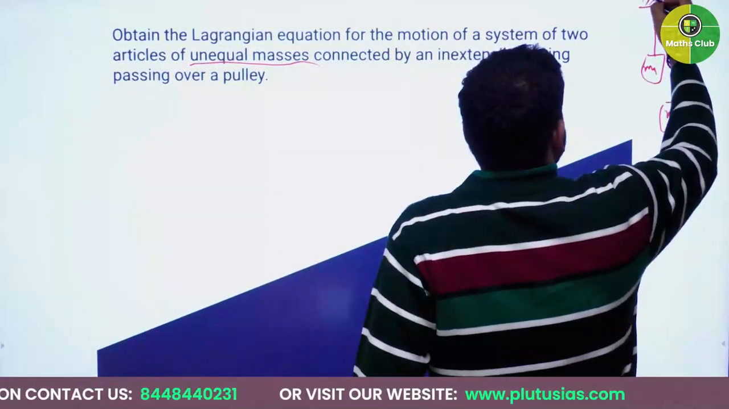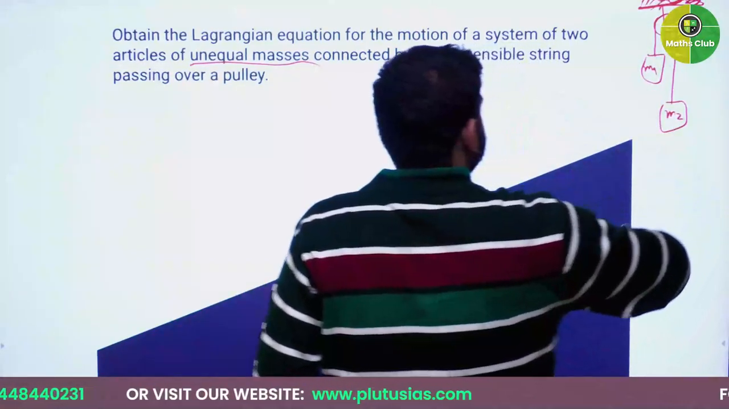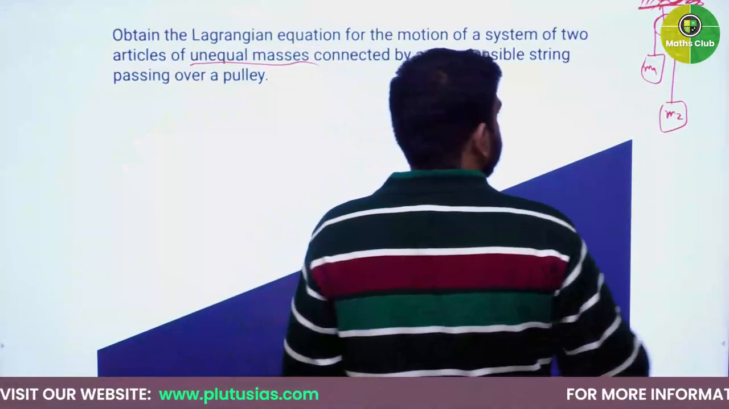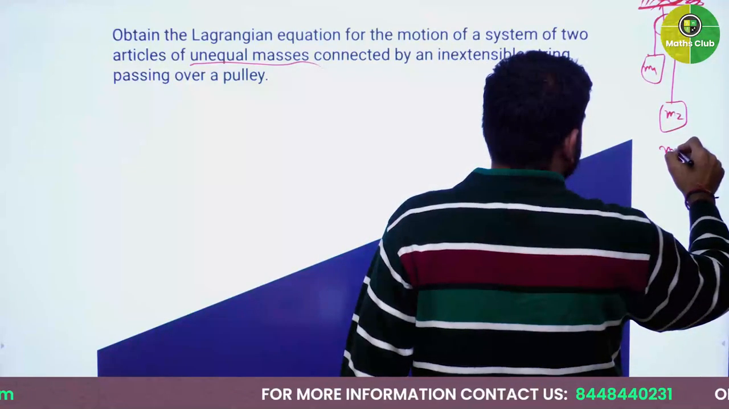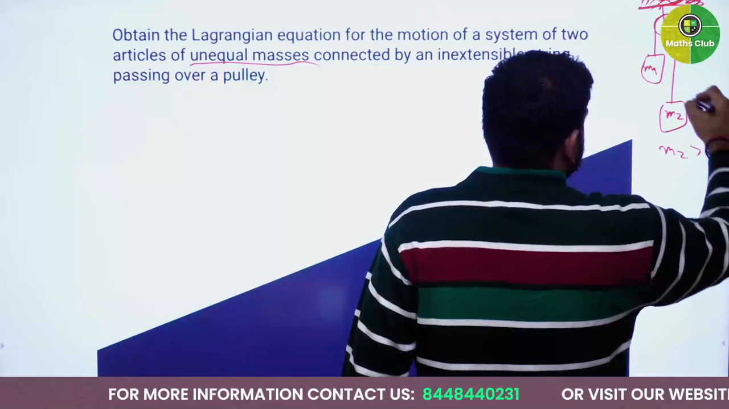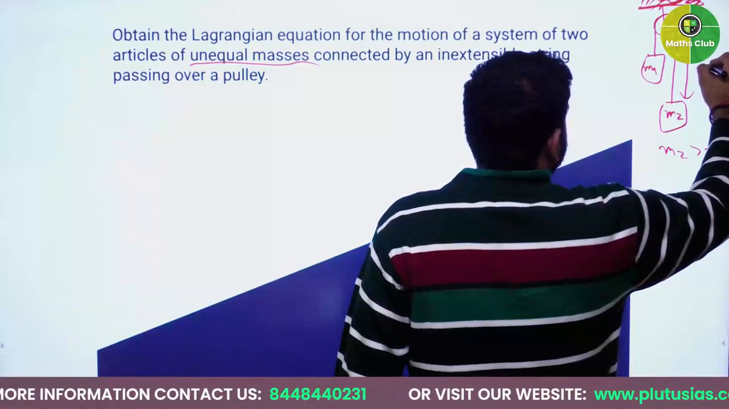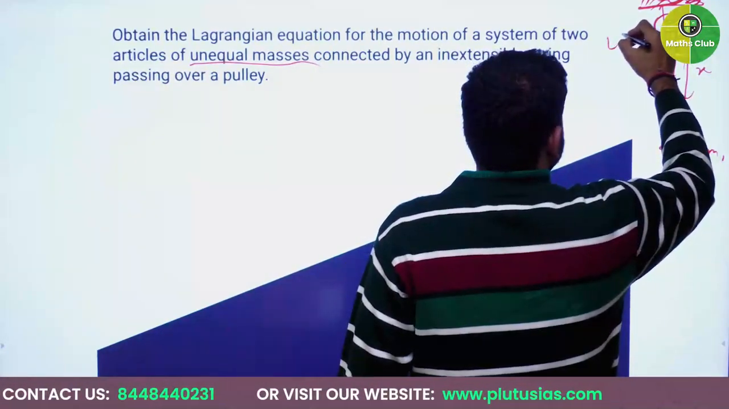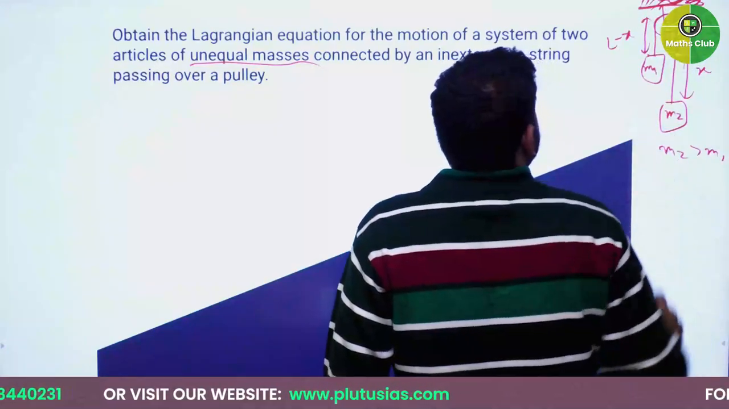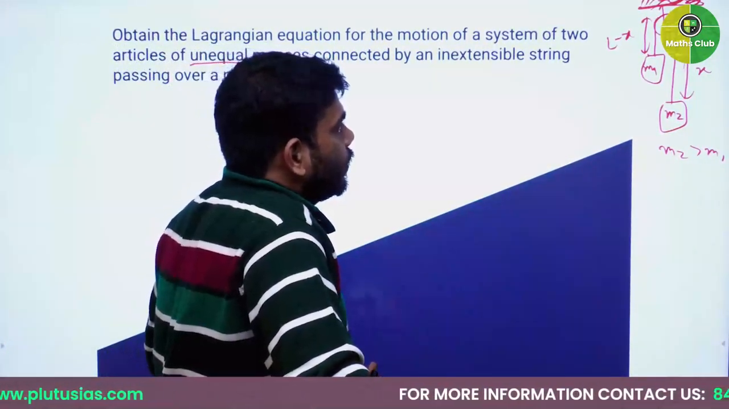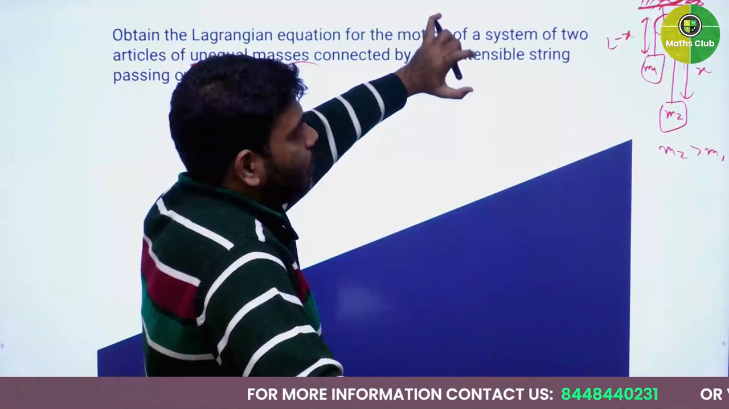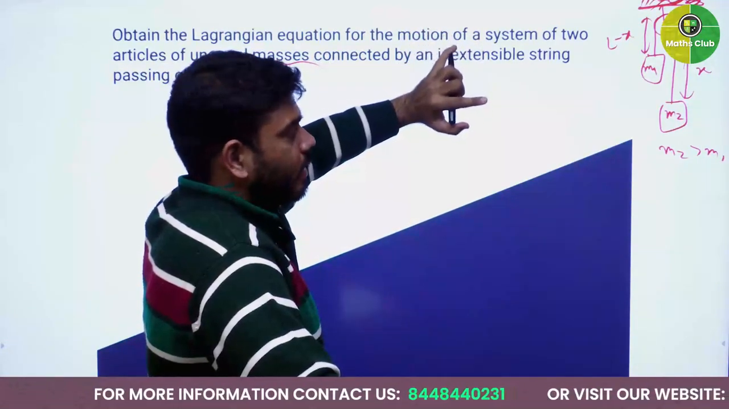Now we have to find what the complete equation will be. We do exactly the same. Let us imagine this m2 is greater than m1. You just have to imagine, we have assumed it. So let us imagine this is x and the length of the complete string is l. So the depth of the particle m1 from this pulley is l minus x, and the depth of the particle m2 from this pulley is x.